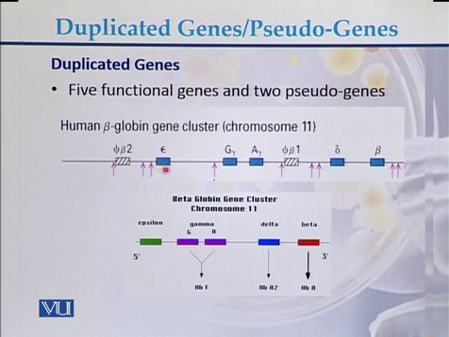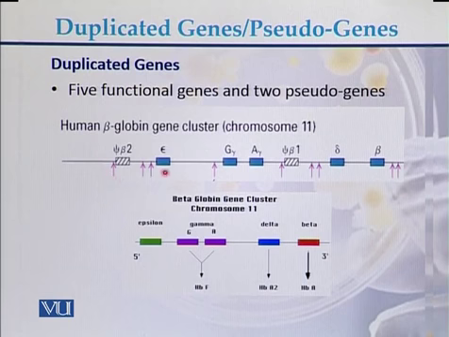In addition to these genes, we see that there are 2 other genes, this one and this one. So beta 1 and beta 2, they are pseudogenes. So this is how the genes are duplicated and what the functional genes and pseudogenes are.